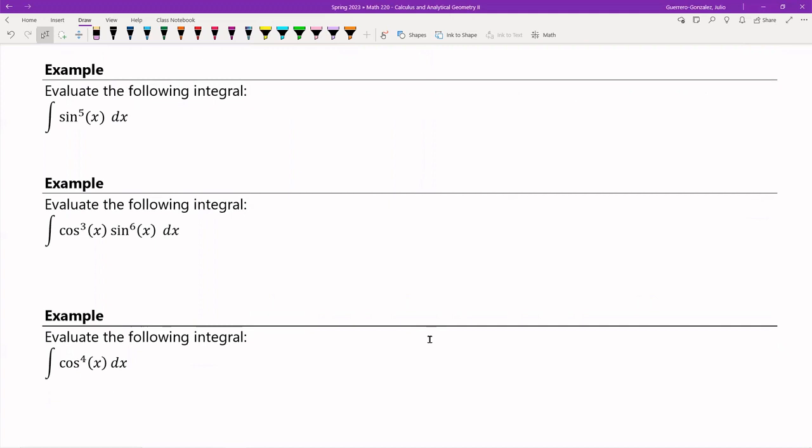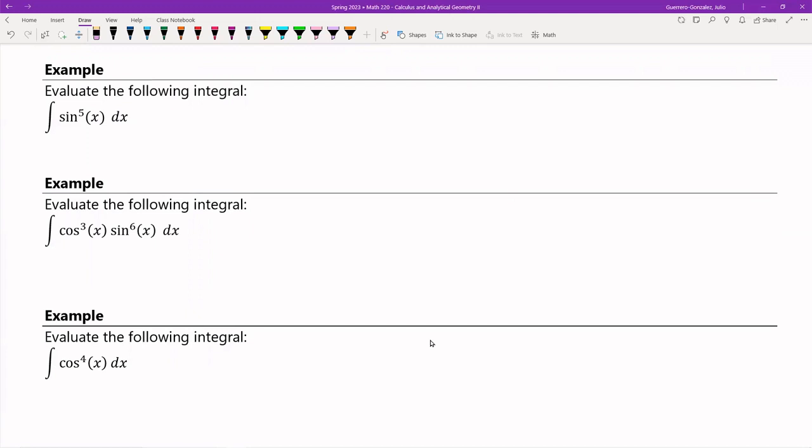Let's say I wanted to solve the integral of sine to the fifth of x dx. In this case, sine is odd and there is no cosine here, so we're going to be using the odd rule if you want to follow along with the problem solving strategies from above. But I'm going to explain it the way I like to. I'm just trying to reduce the power of the fifth somehow and use my trig identities to make this a little bit simpler.